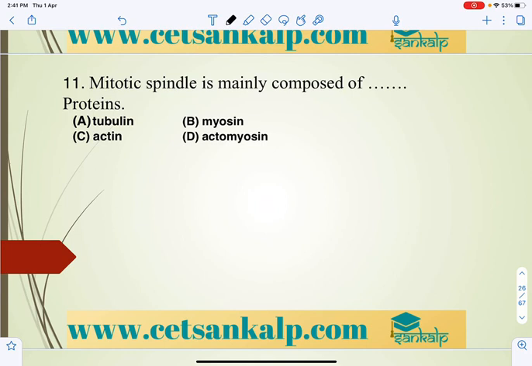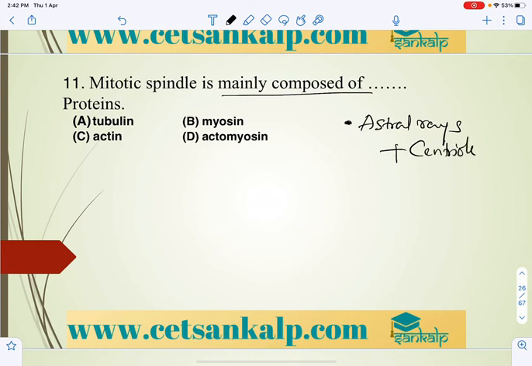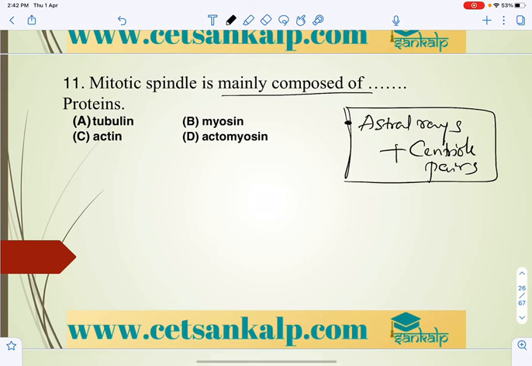Mitotic spindle is mainly composed of spindle fibers, which are produced with the help of the centriole. Here you have to keep in mind that as the centrioles move towards the opposite poles, they form astral rays. So astral rays and the centriole pair look like this before moving towards the opposite pole.